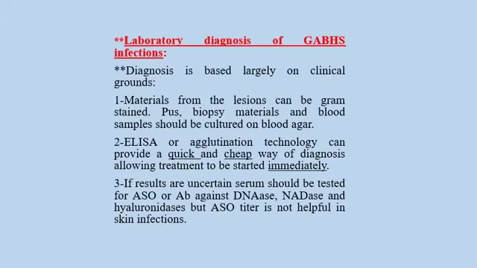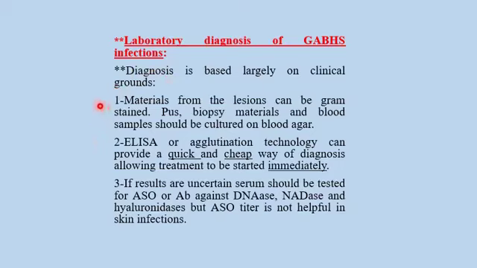Laboratory diagnosis of group A beta hemolytic streptococcal infections. Diagnosis is based largely on clinical grounds, meaning on the symptoms. As we saw, the symptoms can be very clear. Just by the symptoms and the clinical examination we can know the disease. But of course many times we need to do the laboratory diagnosis.